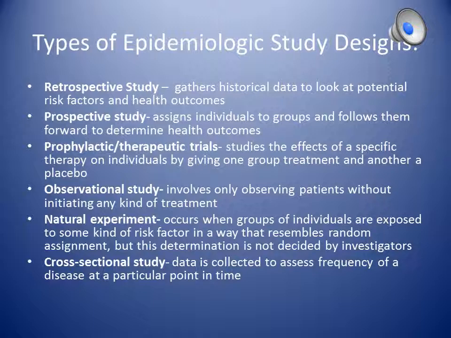A natural experiment is a type of study that occurs when groups of individuals are exposed to some kind of risk factor in a way that resembles random assignment, but this determination is not decided by investigators. This is useful when there is a clearly defined exposure to a specific population of people, and is useful when artificially creating this exposure would be too difficult or immoral. A cross-sectional study collects data from people to assess frequency of a disease at a particular point in time. It may show associations, but not causality.